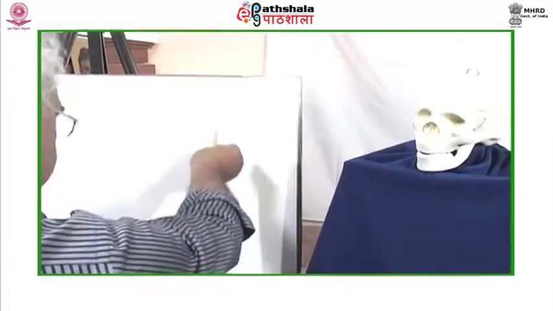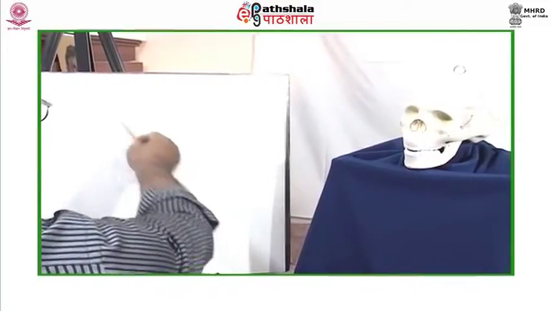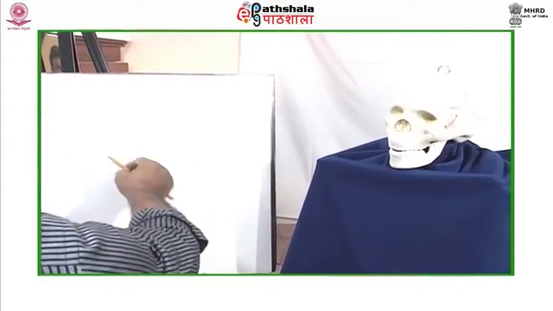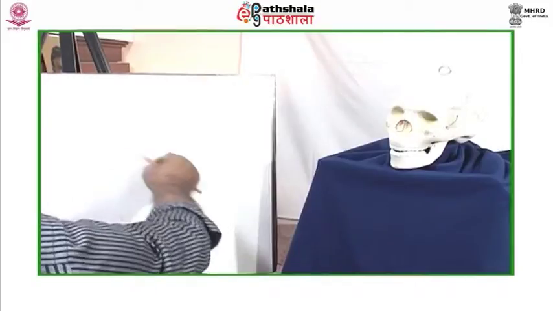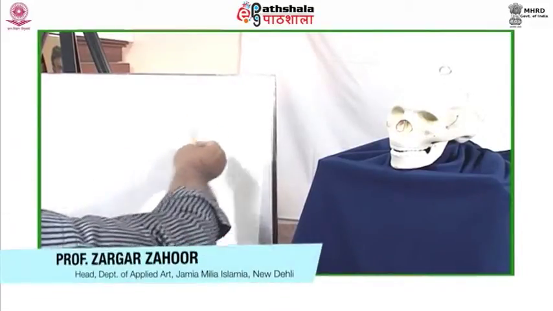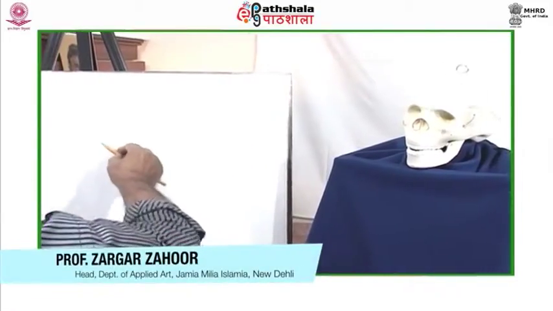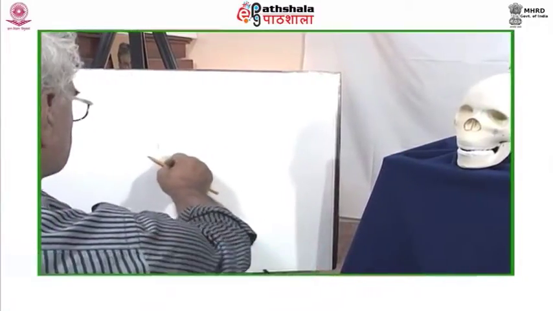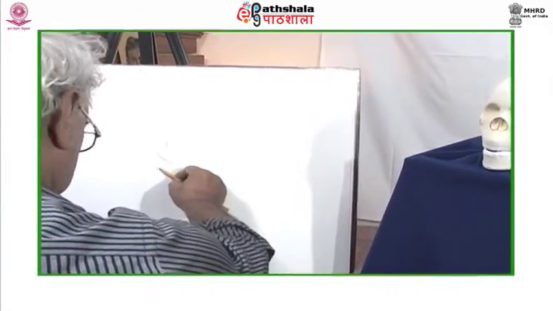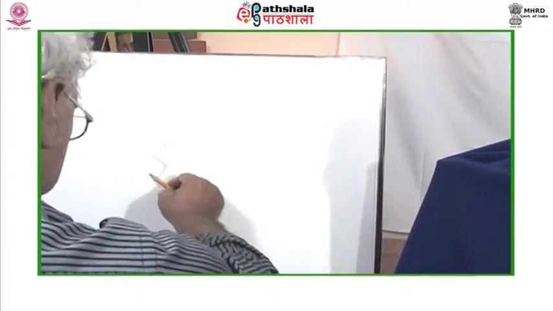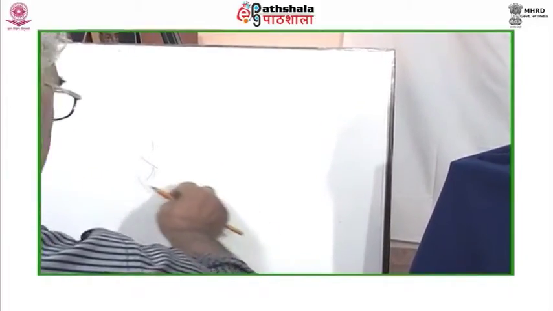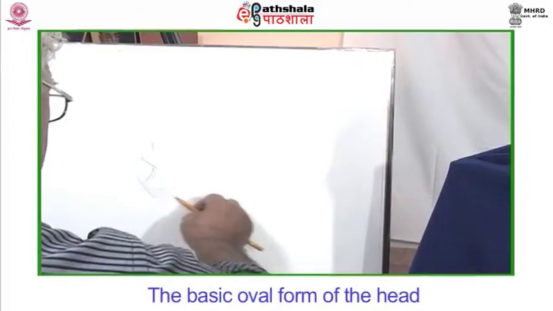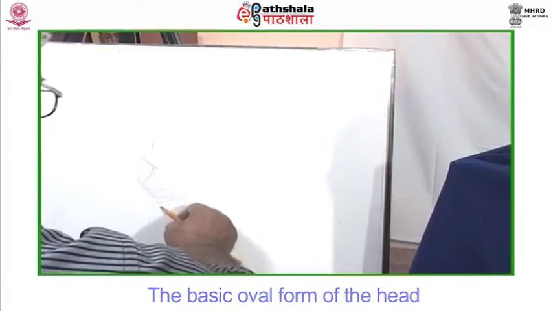I will begin by drawing the skull from the side view using the same method that I would apply in drawing any other object, which is through undivided attention and close observation. So as you see, the skull reveals the basic oval form of the head.